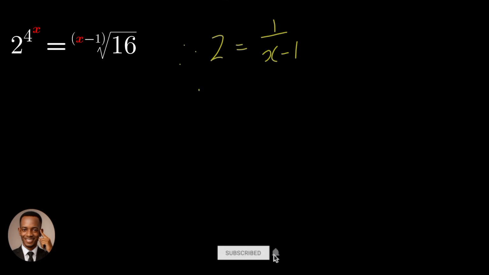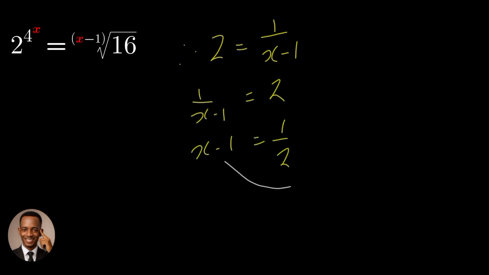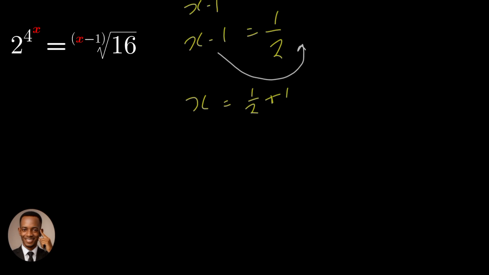It looks quite easy from here. So we can solve this linearly by taking the inverse of both sides or flipping the equation at first. 1 all over x minus 1 equals 2. Then taking the inverse of both sides, we have x minus 1 equals 1 over 2. By transposition, we will have x equals 1 over 2 plus 1. Then finally, x will be equal to 3 over 2.